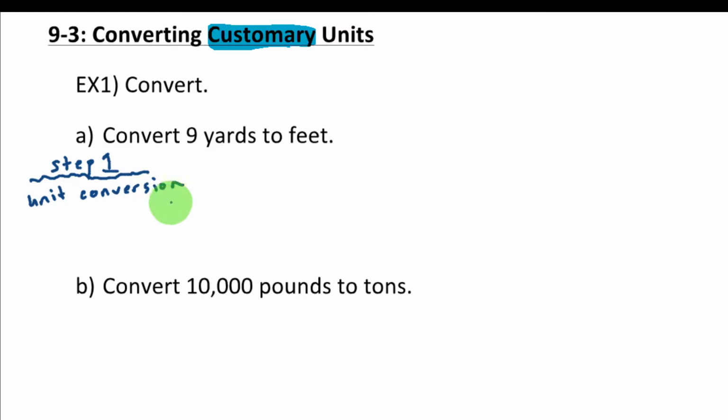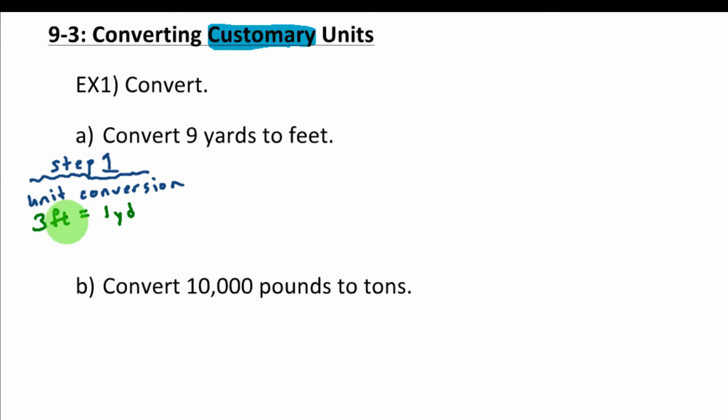So what I'm really saying here is, well, how many feet are in 1 yard? Or how many yards are in 1 foot? You've got to ask yourself that, and if you're lucky enough to have a formula chart, it'll probably be right in front of you. If not, you might have to do some memorization, but it's common knowledge that there are 3 feet to 1 yard. So 3 feet is equal to 1 yard.